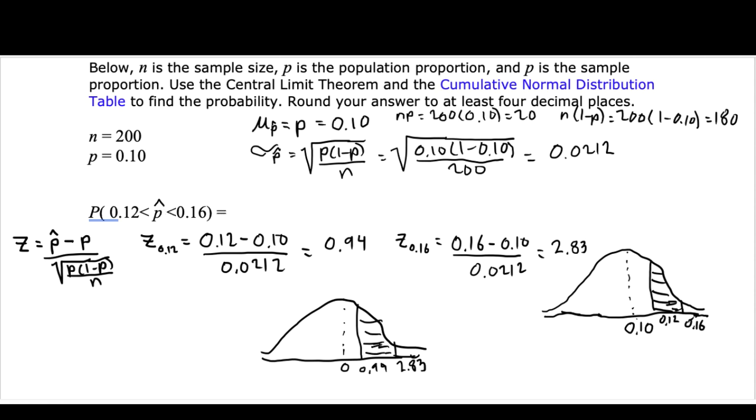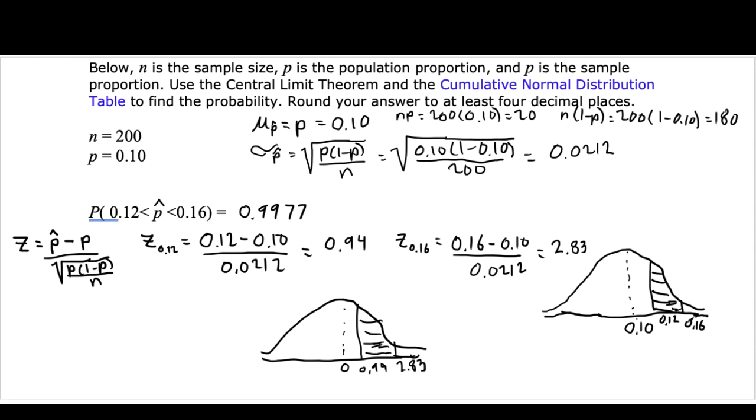Flipping back over here, I've got the area to the left of 2.83 is 0.9977, but that's the entire area to the left of 2.83. I want the area in between, so I'm going to subtract from this the area to the left of 0.94. When I subtract, what I will be left with is the area in between.